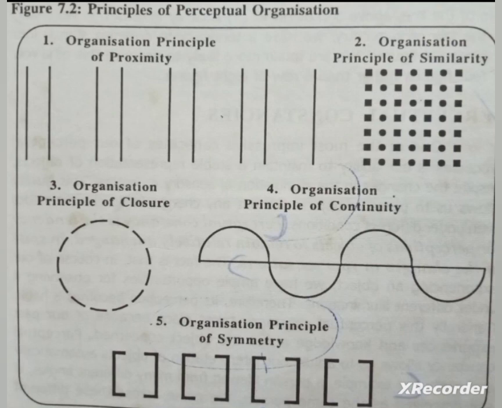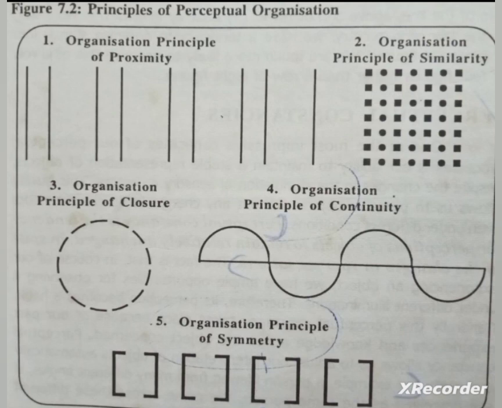The principle of closure states that we have a tendency to fill in the missing parts of a figure. Here in the third figure, we tend to see a circle rather than a series of dashes successively marked in a circle. So here we are perceiving a circle instead of a series of dashes. Next one, law of continuity.